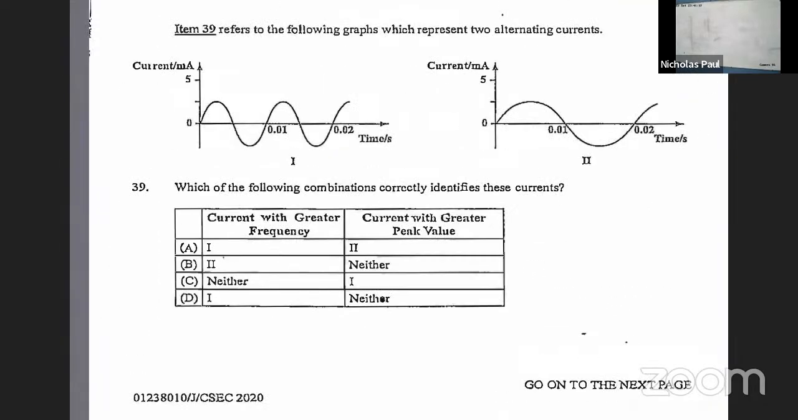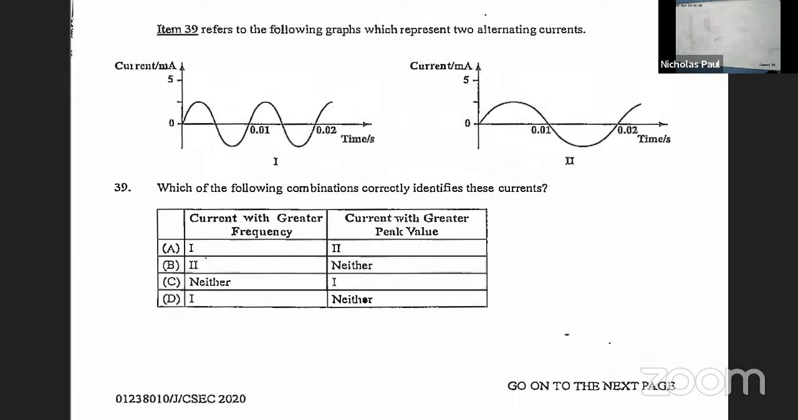What's the answer here? Yeah, look at the graphs, right? You can message me online. Whatever you think is the answer.